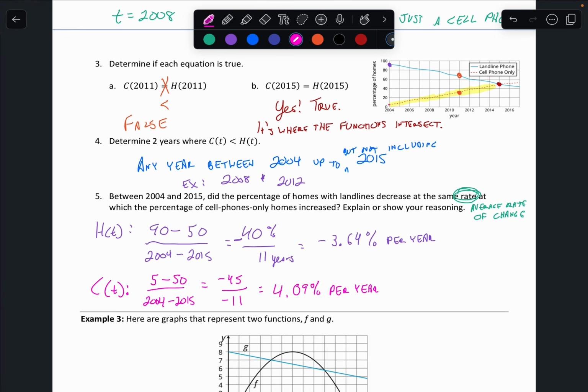So are they changing at the same rate? A very close rate, right? They're only off by like 0.5. So the rates of change are very close there. Okay, which makes sense because as landline homes become cell phone homes, that's going to decrease landlines and also cause cell phones to increase. So it makes sense that landline phones are decreasing at about the same rate as cell phone homes are increasing. Okay, so good on that example.